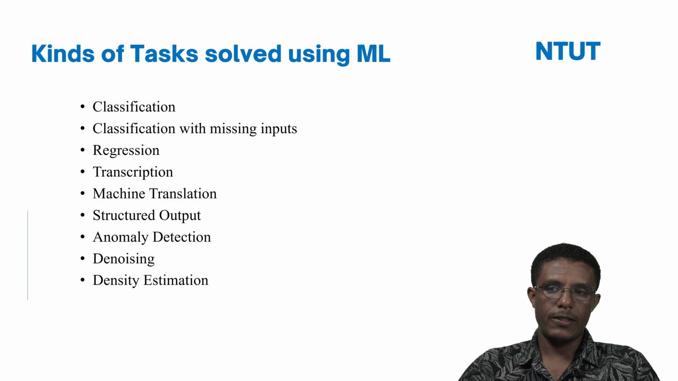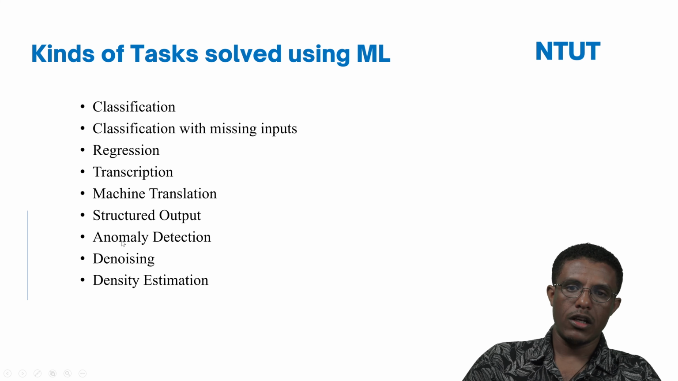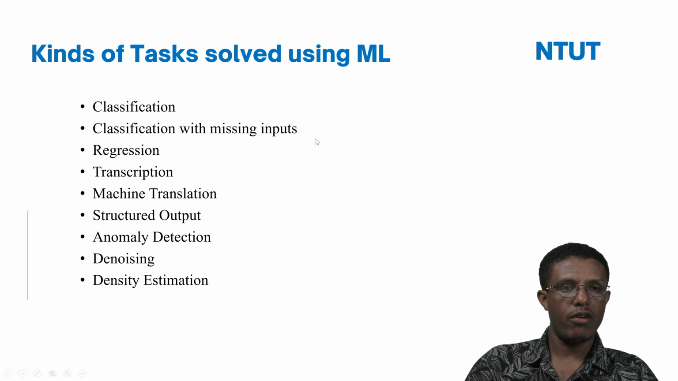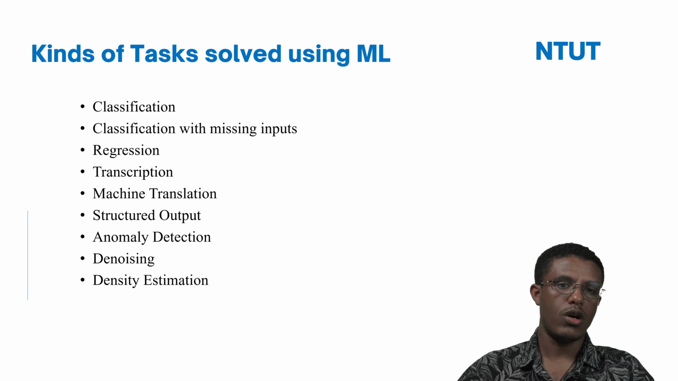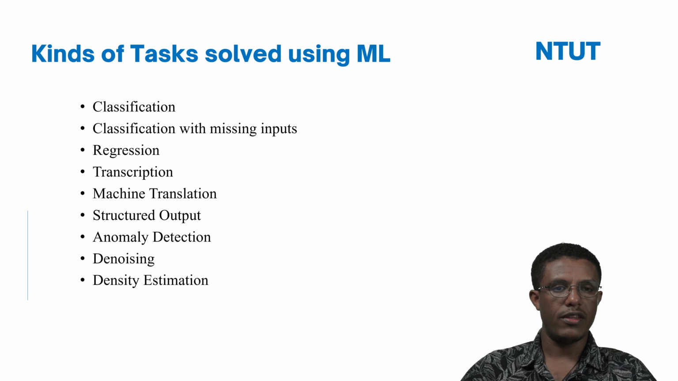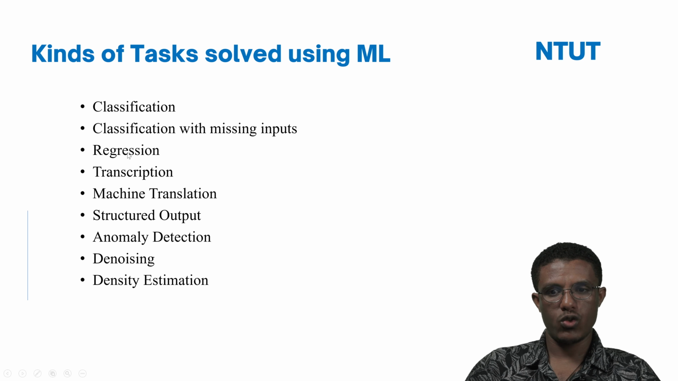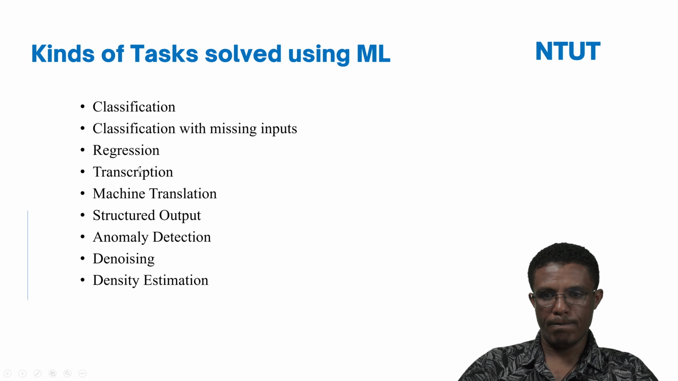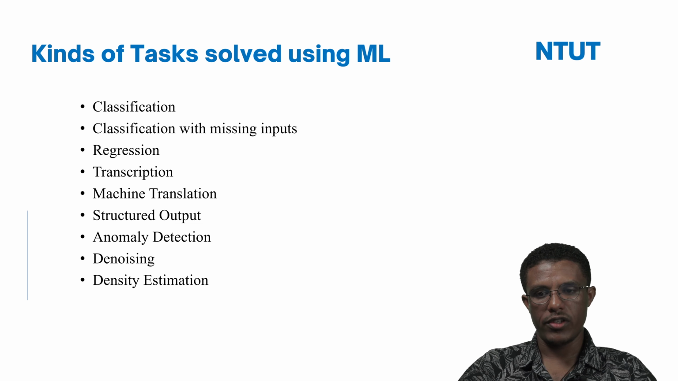The other one is classification with missing inputs. Classification with missing inputs means, for example, we have data where just some of the data have missing inputs, and the other data is maybe normal. So in order to classify that, the data between the missing inputs and the normal one is a classification. And regression, and also other tasks, we can see in detail in the next chapters or PPTs. And transcription, machine translation, structured output, anomaly detection, denoising, and density estimation.